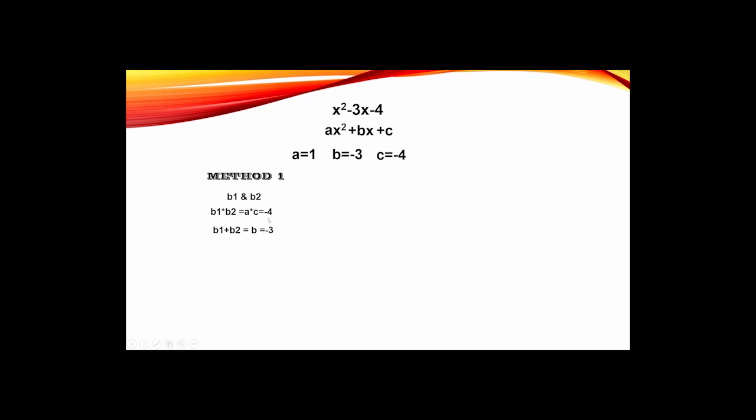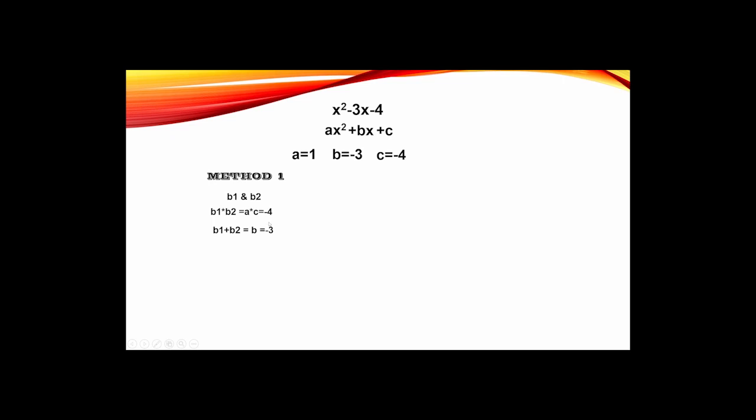If we take 4 and 1, that also has to satisfy this condition, that a into c, we should get as minus 4, that is b1 into b2 should be minus 4. Therefore, in b1 and b2, that is in 1 and 4, any one number should be minus. So let us take b1 as 4 and b2 as minus 1. If we multiply 4 into minus 1, we will get minus 4.